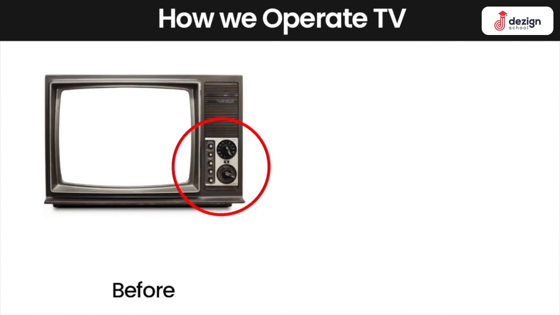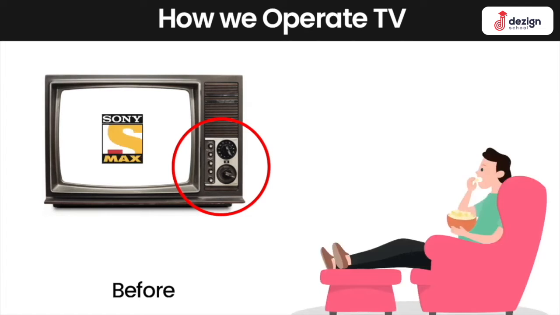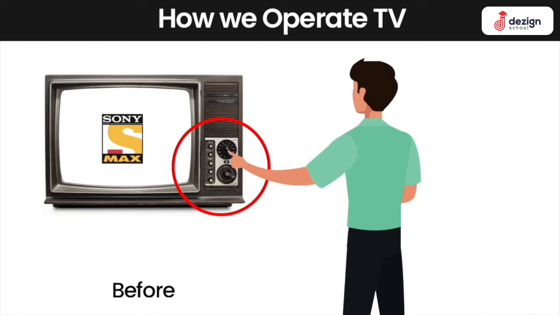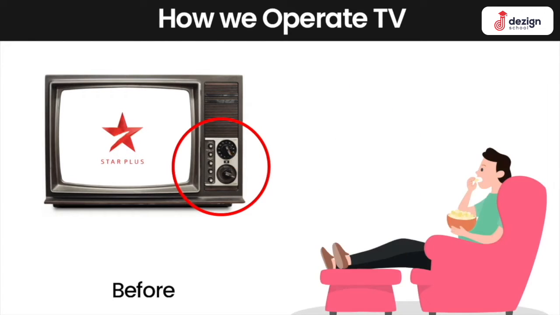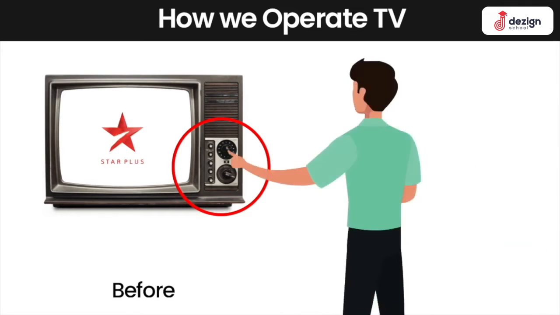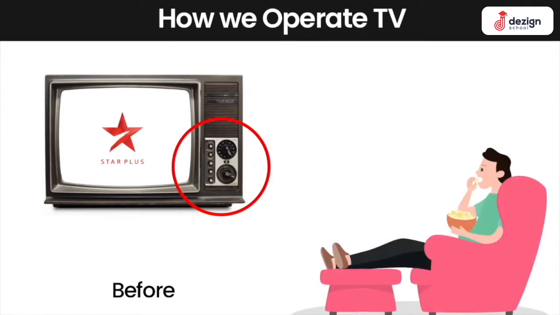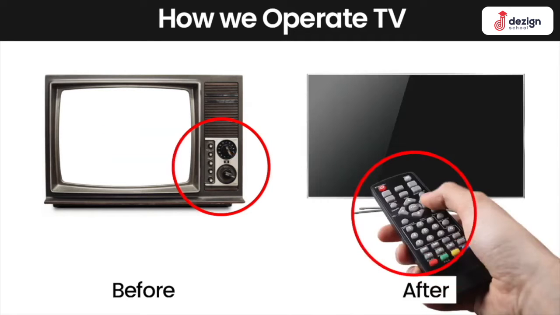How did we operate TV before? For example, if you wanted to change the channel of the TV, first you had to go near the TV and then you could change its channel. And you come back to your seat. Now you have to change the volume. Then you went back to the TV again and you changed the volume and then you came back to your seat. But now, today we can operate a TV through a remote very easily.